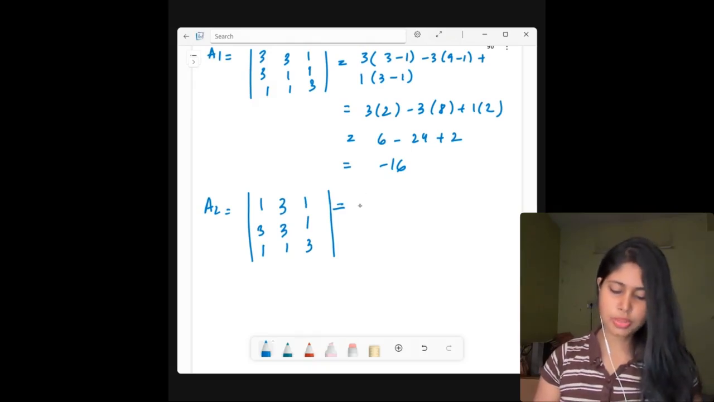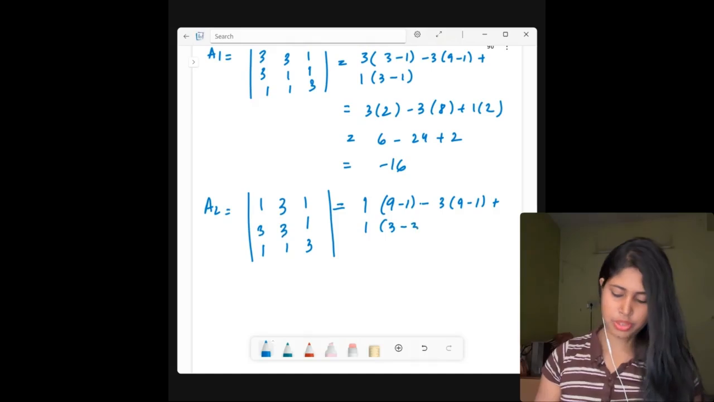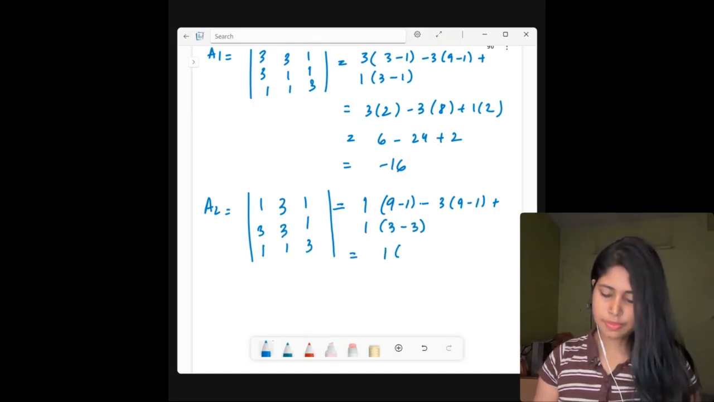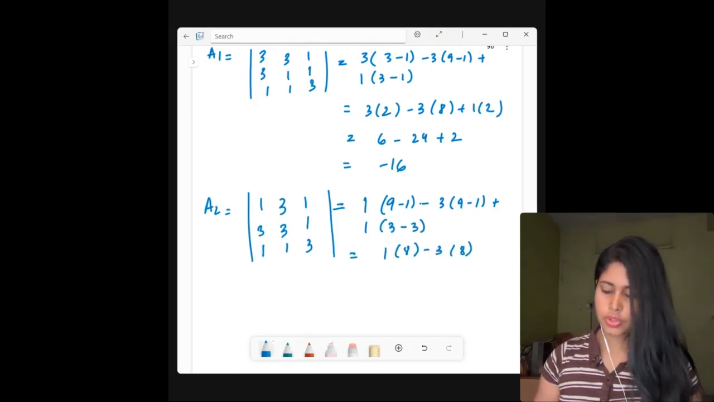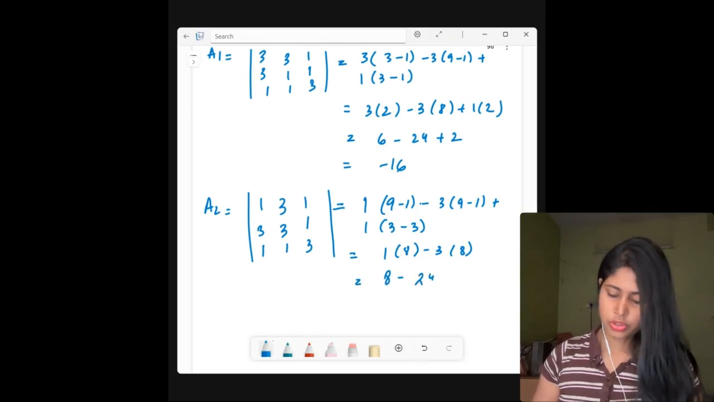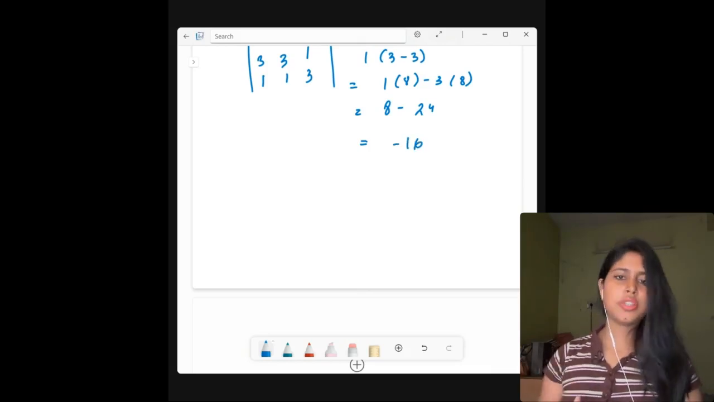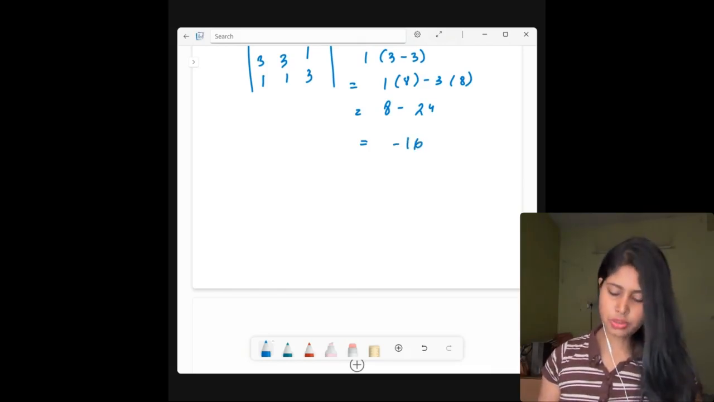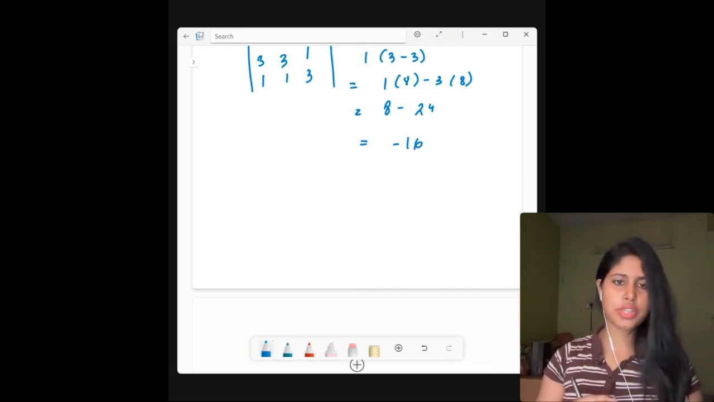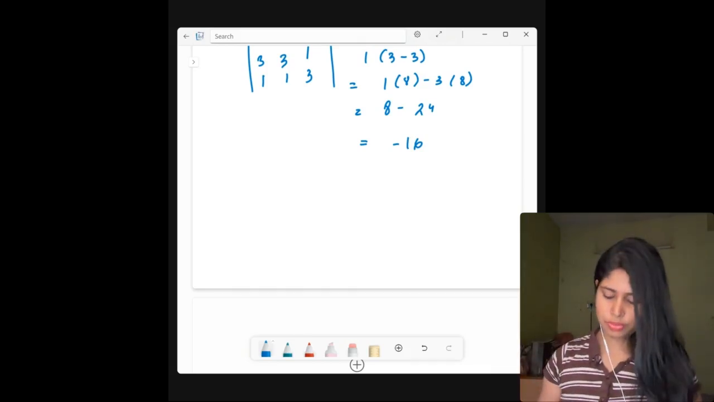Now we will find the determinant of this. It is basically 1 into (9 minus 1), minus 3 into again (9 minus 1), plus 1 into (3 minus 3). So it is basically 1 into 8 minus 3 into 8, so 8 minus 24, which is basically minus 16 again. So this is our determinant of A2. From here we will get our C2. Now next is A3.